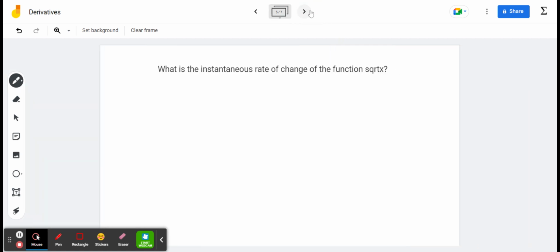Okay, next we have a little bit more tricky example. Let f of x equal the square root of x. What is the derivative of f of x?